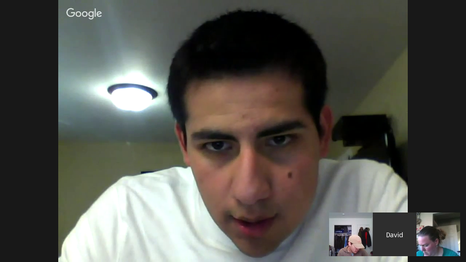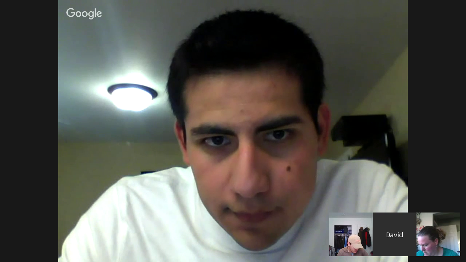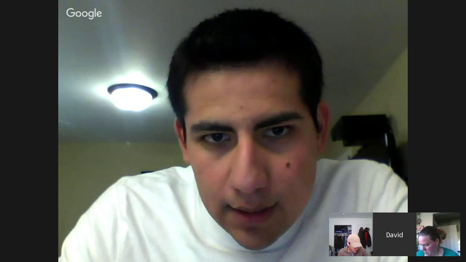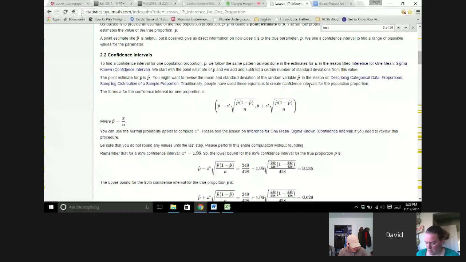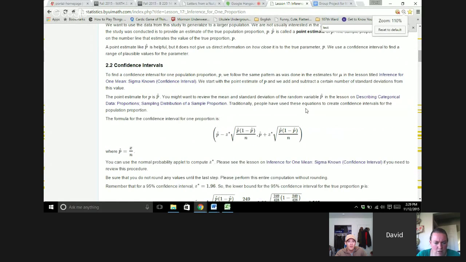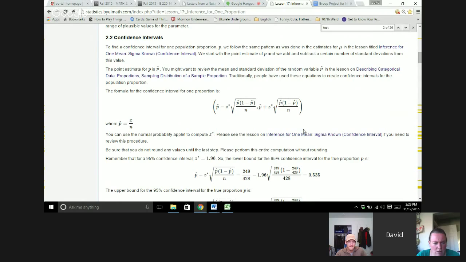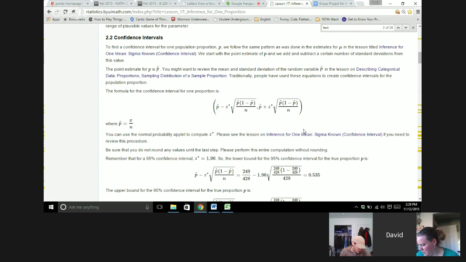So that would be, if you want to look at my screen, this formula right here. Okay. p hat minus z star times the square root, all that mess. That is a mess. And then repeat it with the plus.